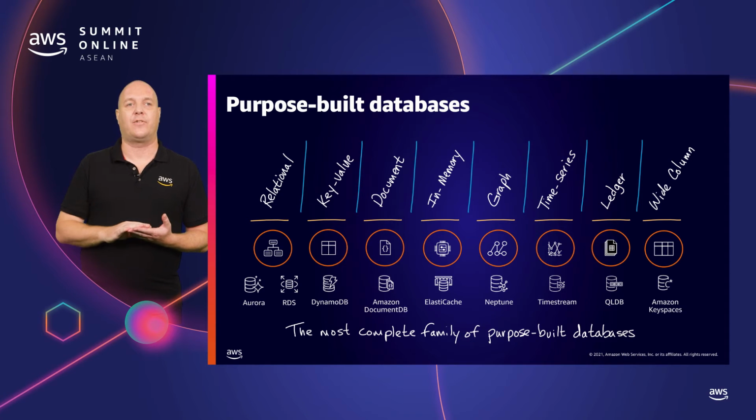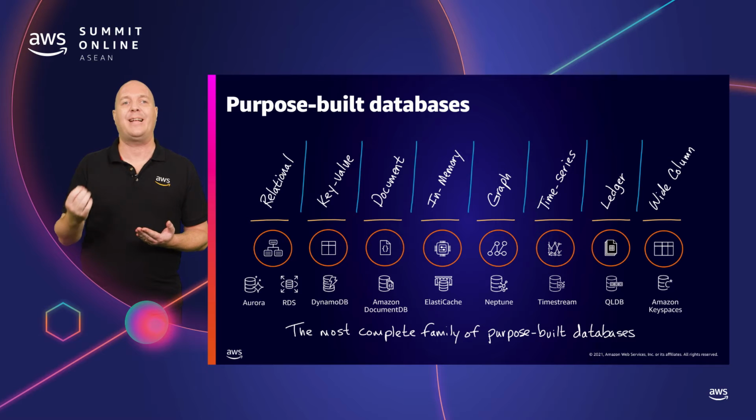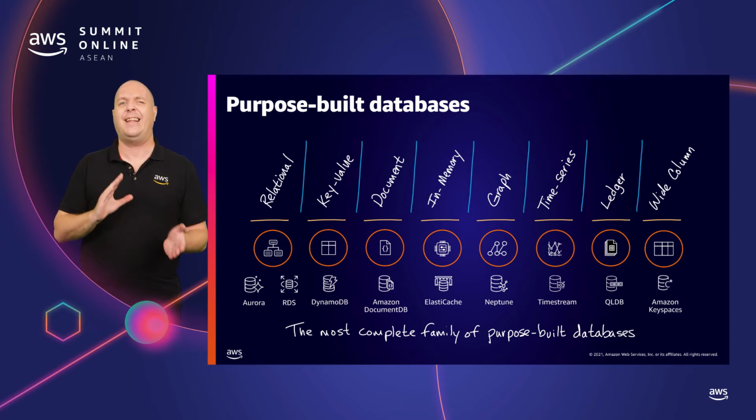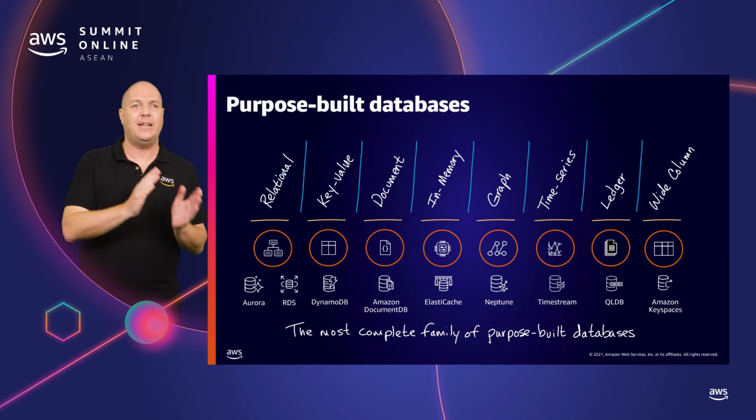Next is the document category. If you want a flexible way to store and query data using the same JSON document model that you use in your application code, then Amazon DocumentDB is helpful. It is fully managed, compatible with MongoDB, and scales easily to meet customers' growing needs. Suppose you need something even faster than single-digit millisecond latency, measured in microseconds. For that, you need an in-memory database, such as Amazon ElastiCache, which is managed Redis and managed Memcached.